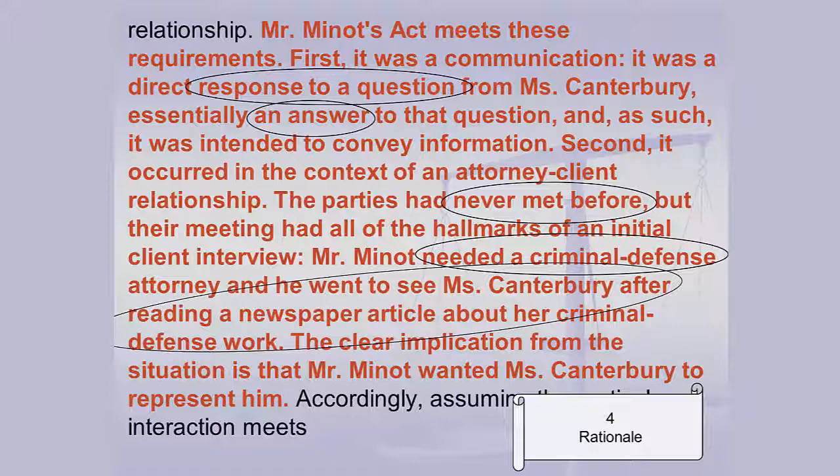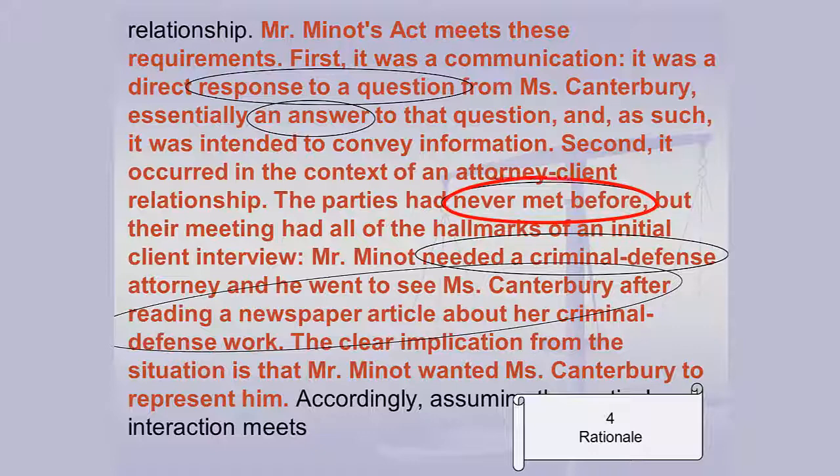Again, rationale means reasons. For example, I don't just say the act was a communication. I give the hard facts underlying that conclusion. I say that Mr. Minot's act was a direct response to a question. I analogize it to an answer to that question. In addition, I don't just say this was an attorney-client relationship. I give the facts that I'm relying upon.